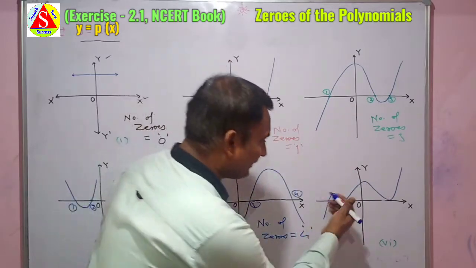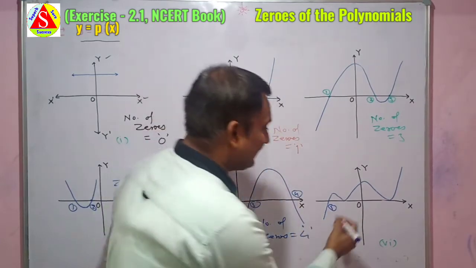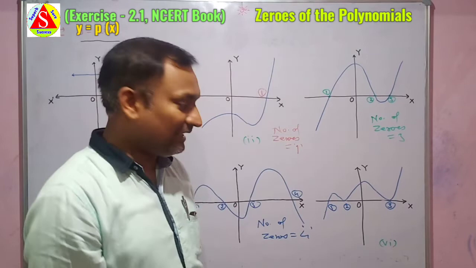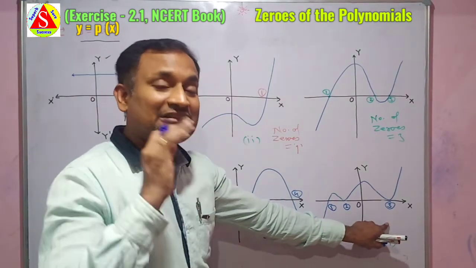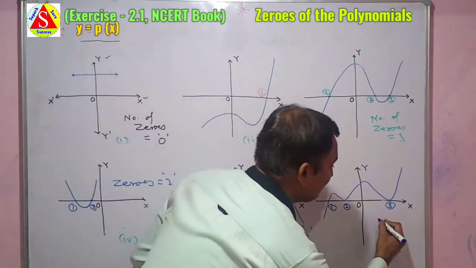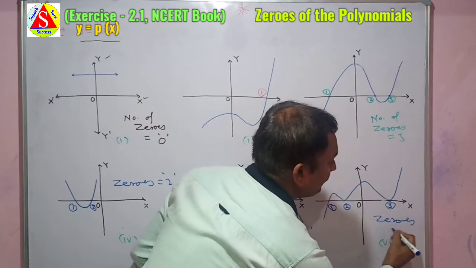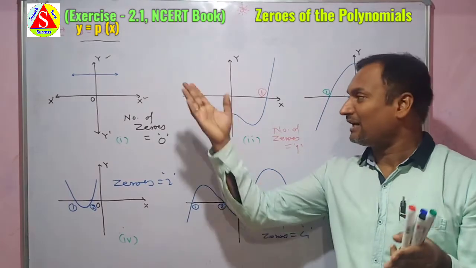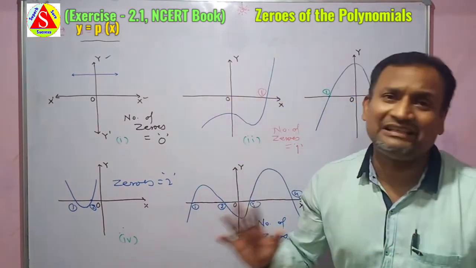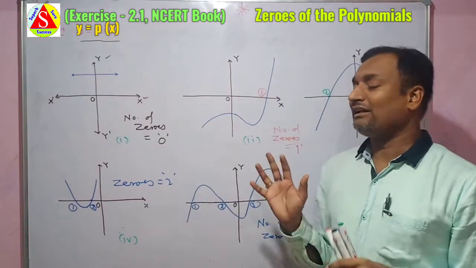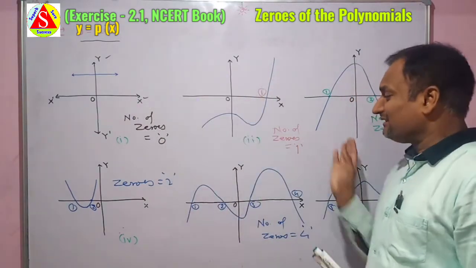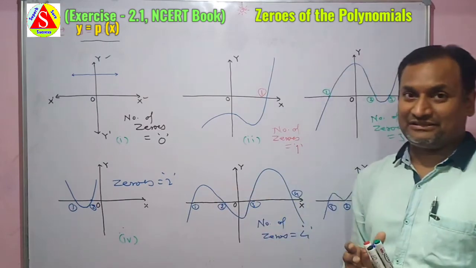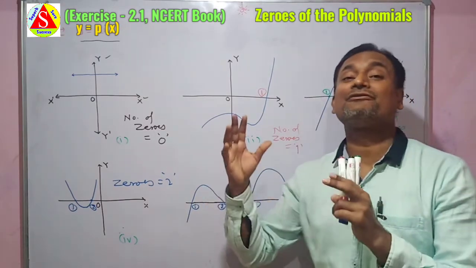So here it is intersecting, but the next 2 points it is just touching. So here total 3 points we are having. It means the number of zeros we will have is 3. So I hope dear students, this question is clear to you very well. So only we need to see the intersection points of the graph with the x-axis to find the number of zeros.